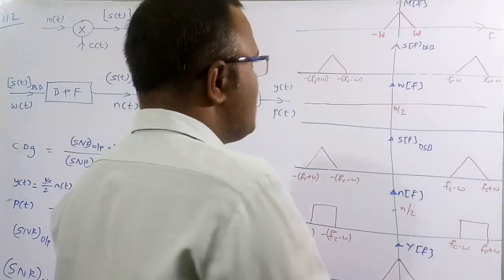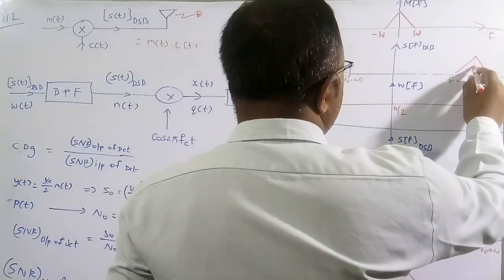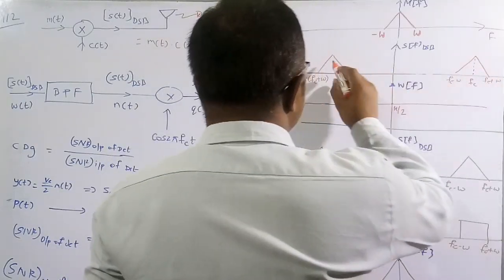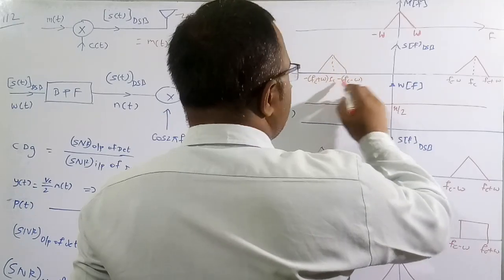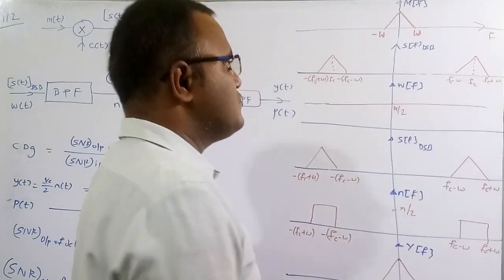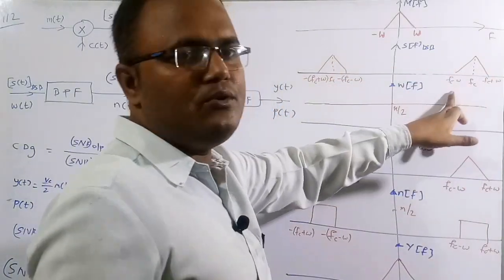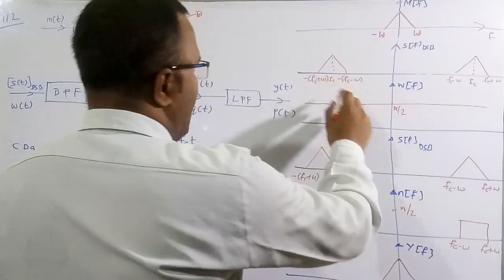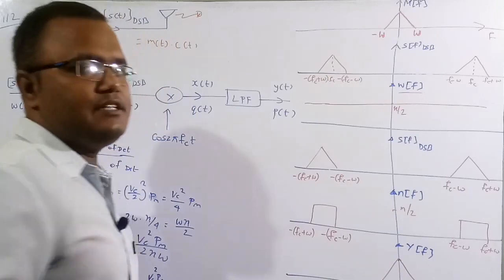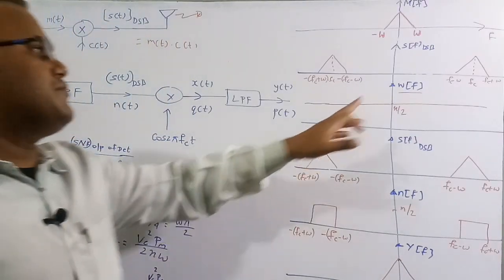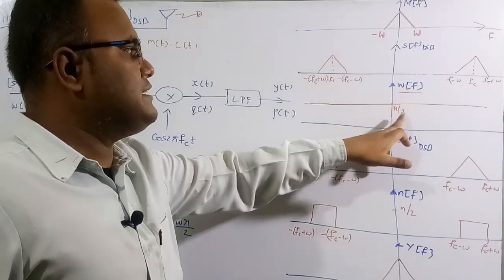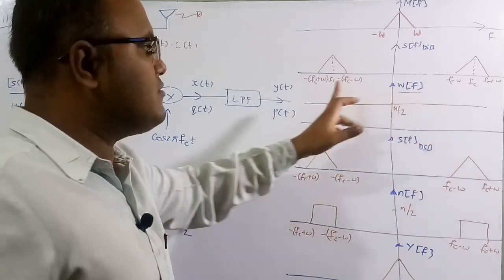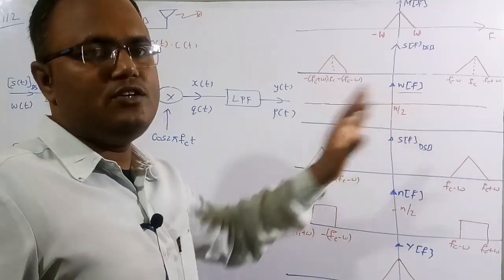Here Fc is the carrier frequency of the signal. The same waveform is shifted here, so we have Fc plus W and Fc minus W, and the same thing here also at minus Fc. Now for the noise w(t), the frequency domain representation is eta by 2 for all frequencies.